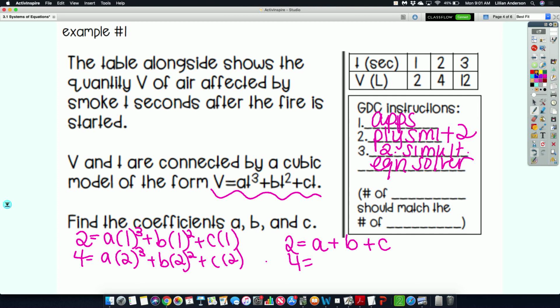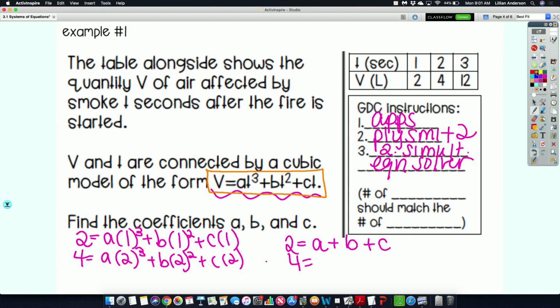Okay, so how did we get the setup for the equation? We're using this model right here, V equals AT to the third plus BT squared plus CT. A, B, and C represent our coefficients, and we're trying to figure out what those values are, so that when we attach them to our variables in the equation, it gives us the best model for this data that we're given.